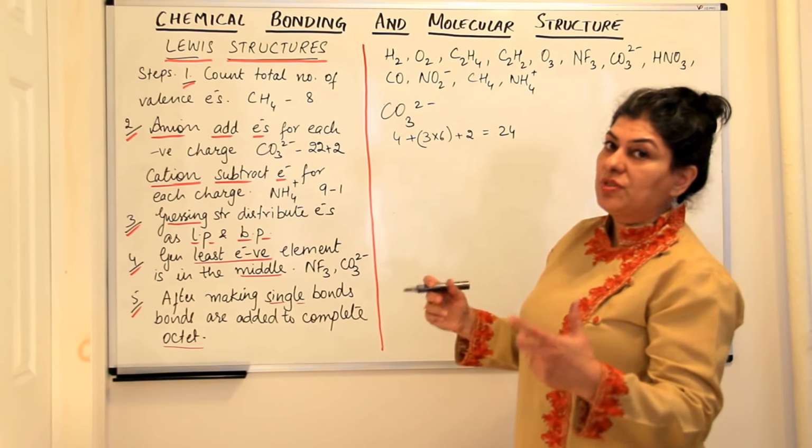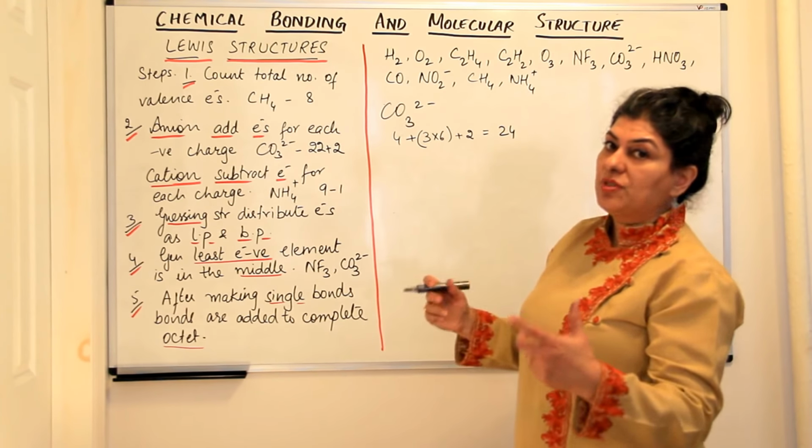Let us now come to the next ion, that is NO2 negative. Nitrogen would be the central atom, N, with one oxygen here and one oxygen here. What's the total number of electrons we are bringing here? Nitrogen is 5 and oxygen is 6 into 2, that's 12. And you have to add one electron because there's a negative charge.